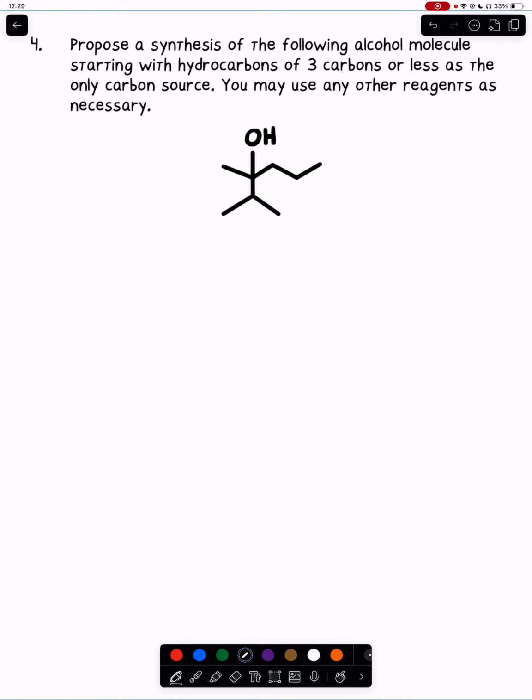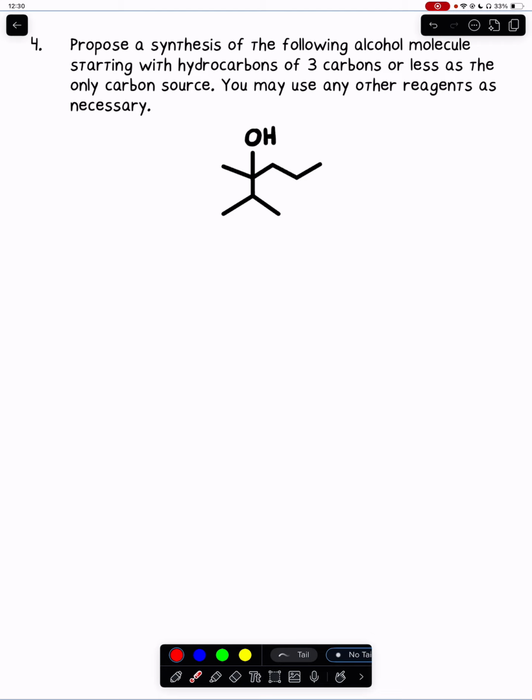In this question, you're being asked to propose a synthesis of the following alcohol molecule, starting with hydrocarbons of 3 carbons or less. So that means the starting materials that you can use are hydrocarbons, things that only contain carbon and hydrogen. Every carbon in the final product must come from those permitted starting materials. You can use any other reagents as necessary to synthesize this.